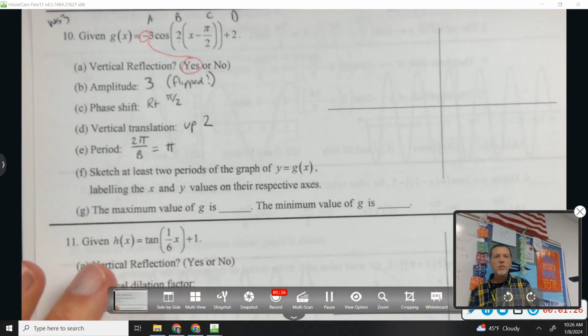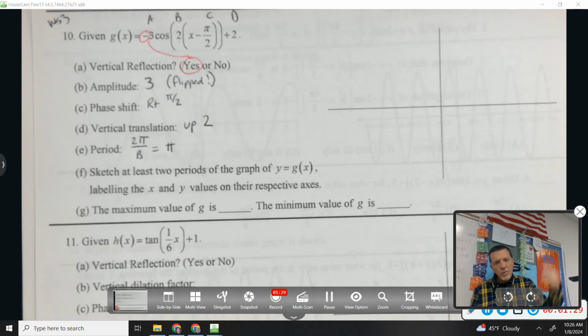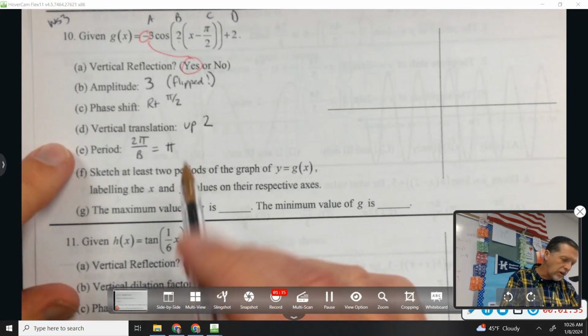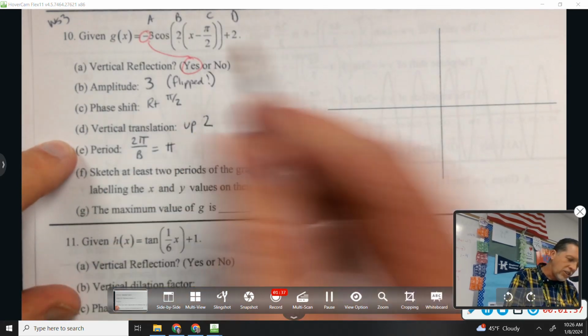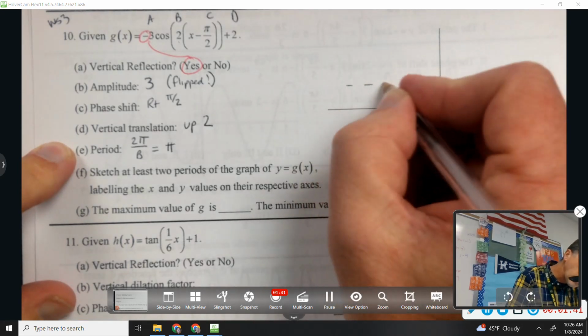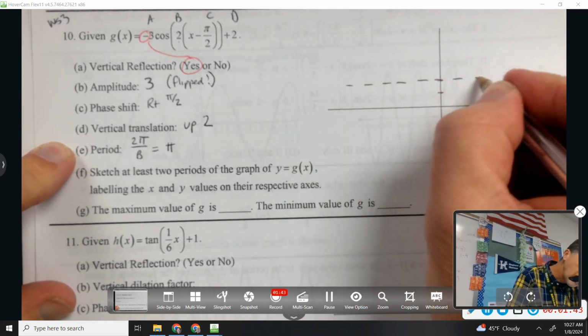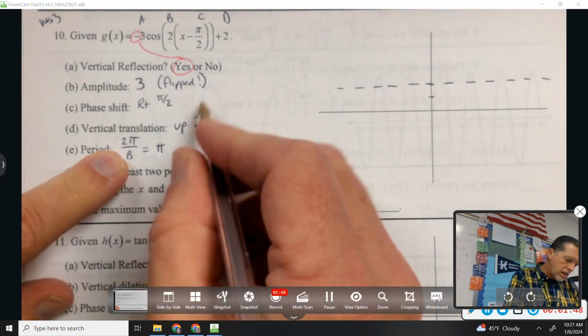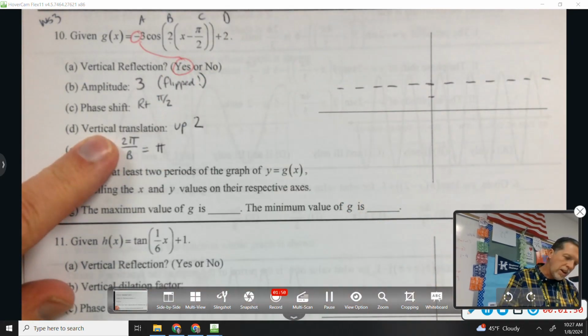Remember, when it comes to graphing these, I like to find A, B, C, D, and then use them in reverse. Use them D, C, B, A. So they didn't ask in the right order here, but vertical translation is up 2. Phase shift is right pi over 2.